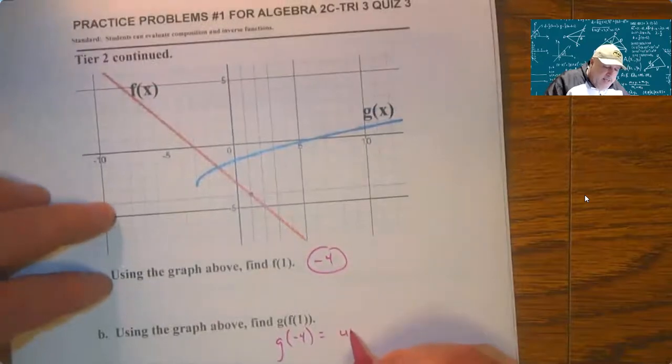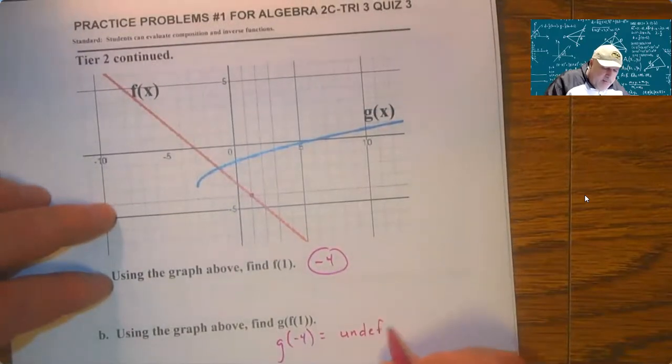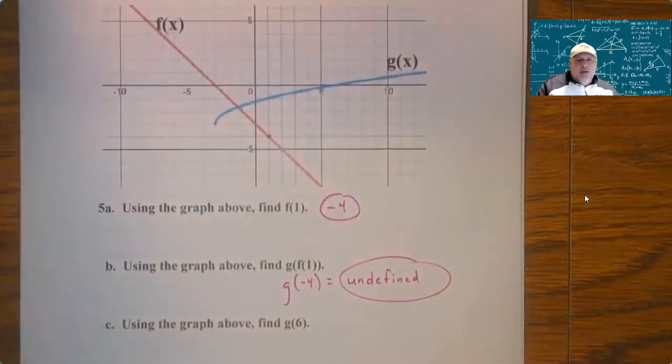So when that is the case, and there will not be that many of these in this unit, okay, there's none on the quiz. I'm not even sure if there's any on the practice quizzes.